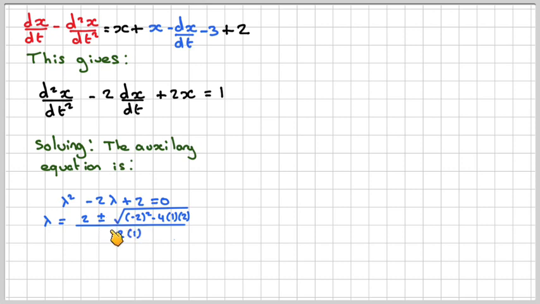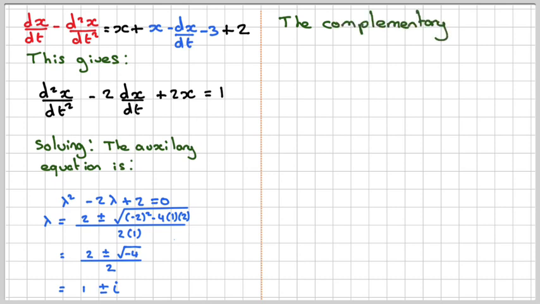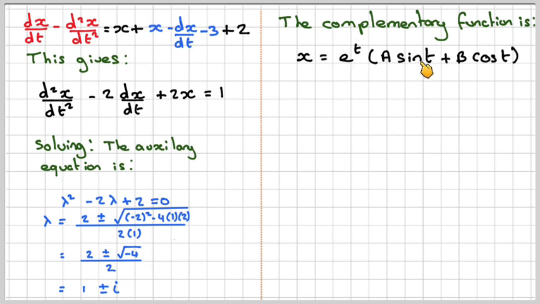So 2 plus or minus the square root of minus 2 squared minus 4 times 1 times 2, over 2 times 1, will give me 2 plus or minus the square root of minus 4, over 2. The square root of minus 4 becomes 2i, and then the 2s will cancel with the 2 at the bottom. We'll get 1 plus or minus i. So if we get a complex solution, then the complementary function will be of this form: e to the t, because of the first bit here, and then the angle is given by the number in front of i, which in this case is 1.